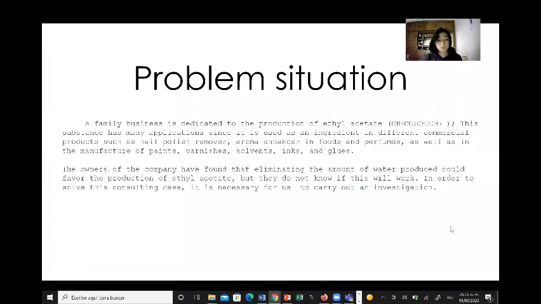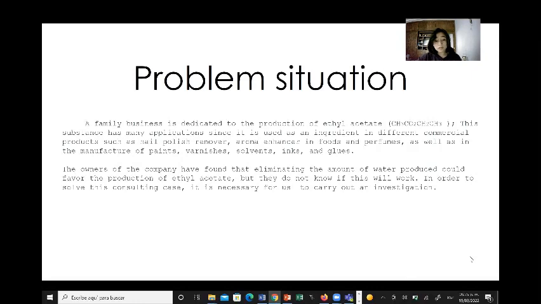The prevailing situation is a family business dedicated to the production of ethyl acetate. This substance has many applications, as it is used as an ingredient in different commercial products such as nail polish remover, aroma enhancement in food and perfumes, as well as in the manufacture of paints, varnishes, solvents, inks, and glues.